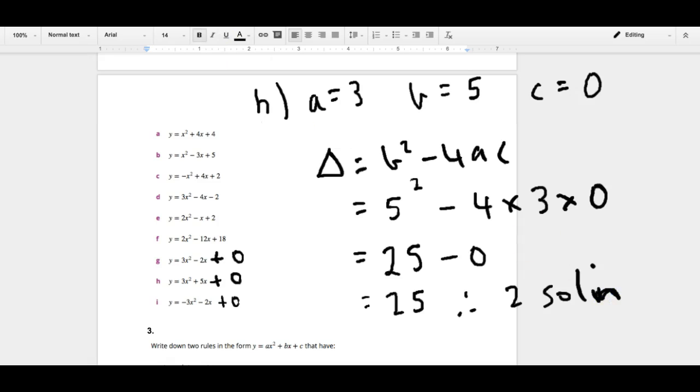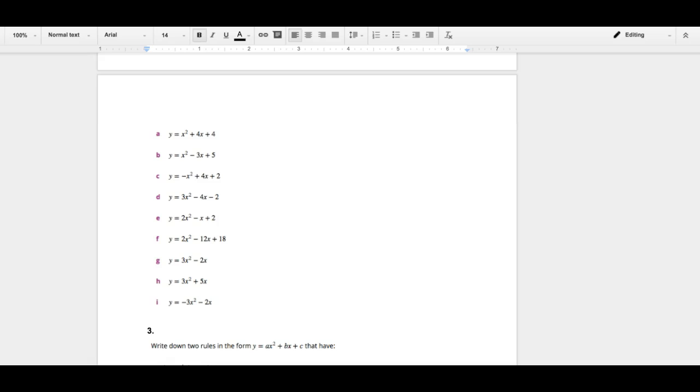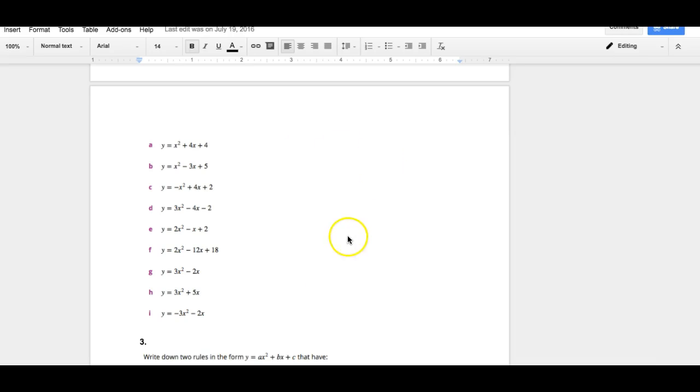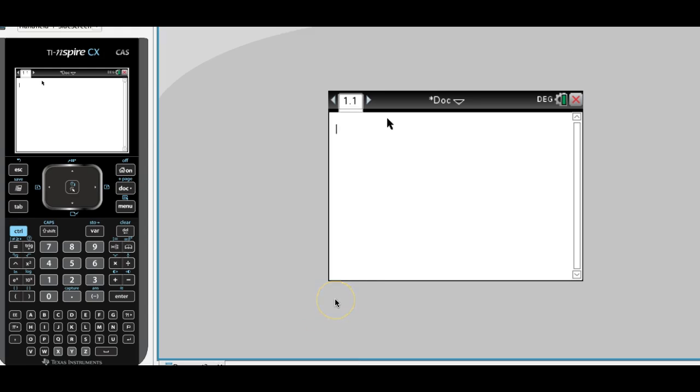Okay. You can also do this on your calculator. So I might just quickly pause so I can get the calculator up. All right, I've just realized that your calculator doesn't actually do it for you. So I'm going to give you a quick lesson on how you actually can put formulas into your calculator.